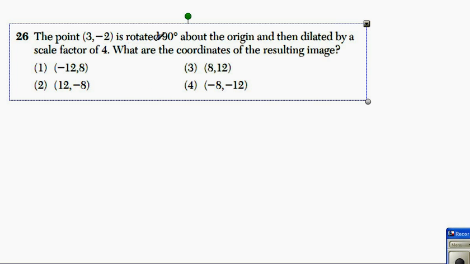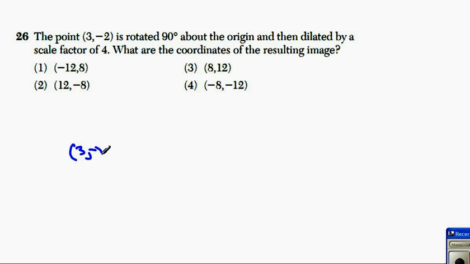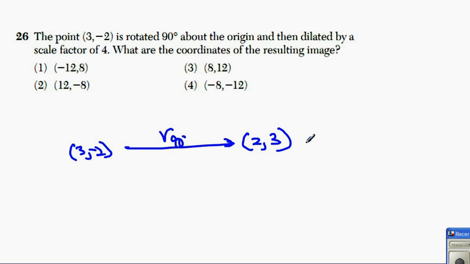Now, rotating 90 degrees, what's going to be happening? We have 3 comma negative 2. When it's rotated by 90 degrees, what's going to be happening is switch them and then negate the first one, so we end up getting 2 comma 3. But after that, we have to go through dilation by a factor of 4. That means we just have to multiply them. We end up getting 8 comma 12. That becomes our answer.